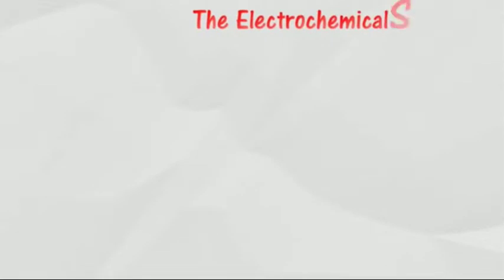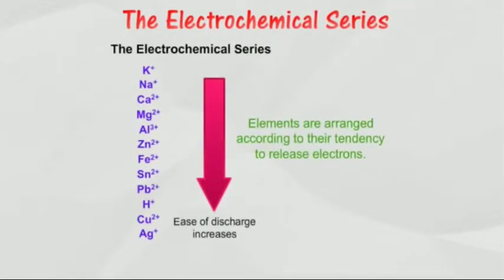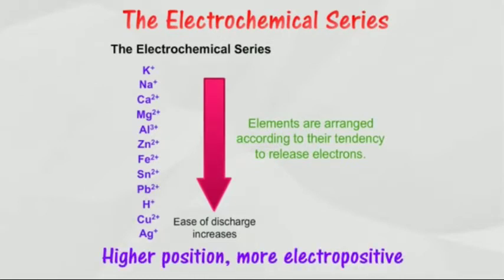The electrochemical series is a series of elements, arranged according to the order of decreasing tendency to release electrons. Elements that are located at the upper part of the electrochemical series are more electropositive and have higher tendencies to release electrons to form positive ions. For example, sodium is more electropositive than silver.